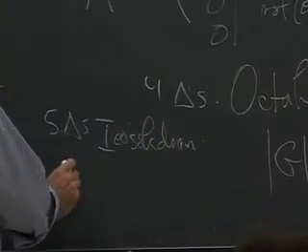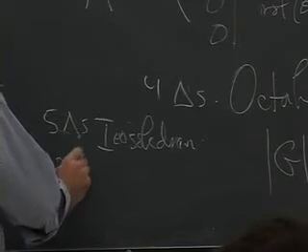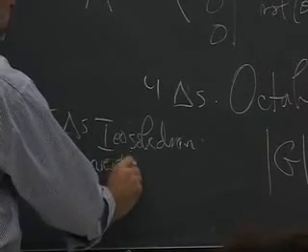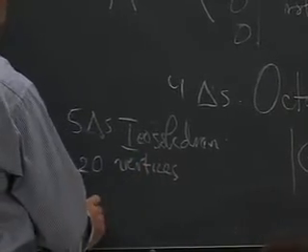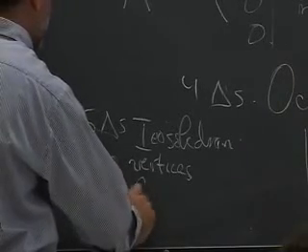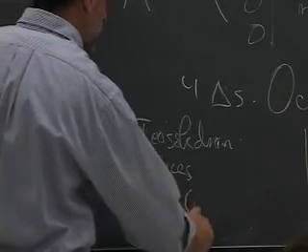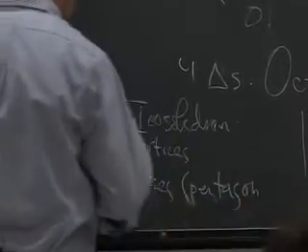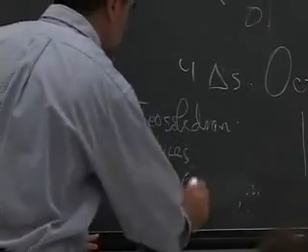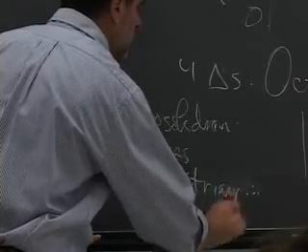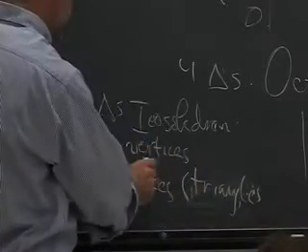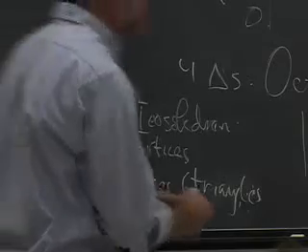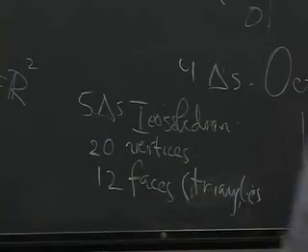which has 20 vertices and 12 faces, all of which are pentagons. I'm sorry, which are triangles. I'm sorry, I'm going the wrong way. It's 20 faces and 12 vertices. Thank you. I'm going for the dodecahedron. Thank you.